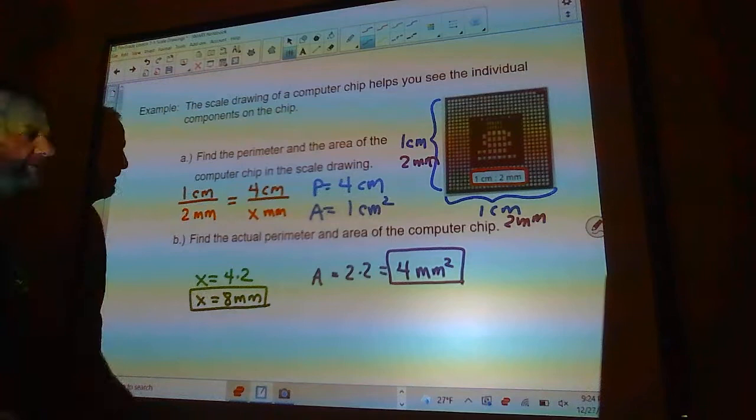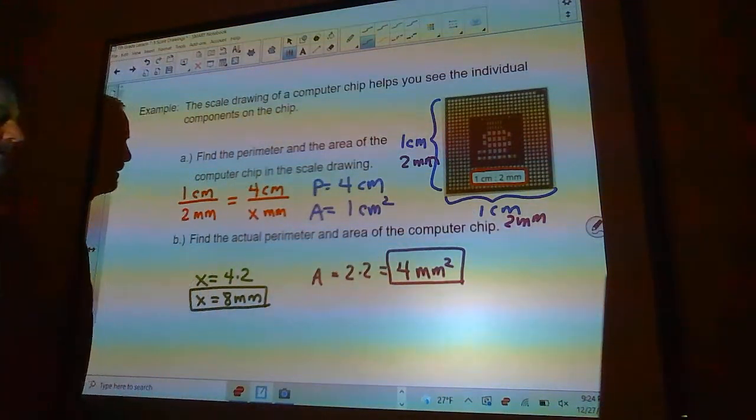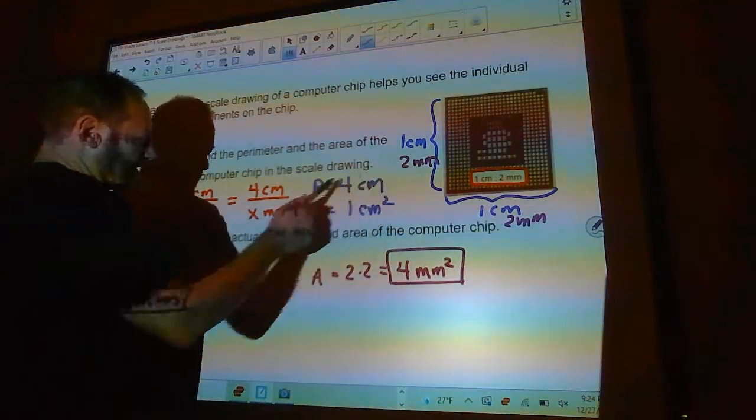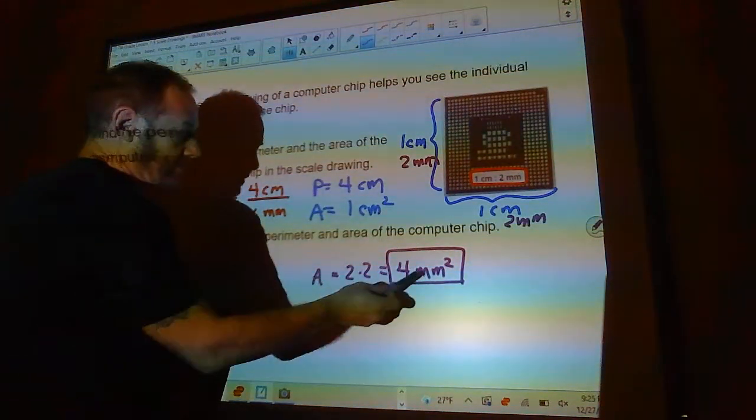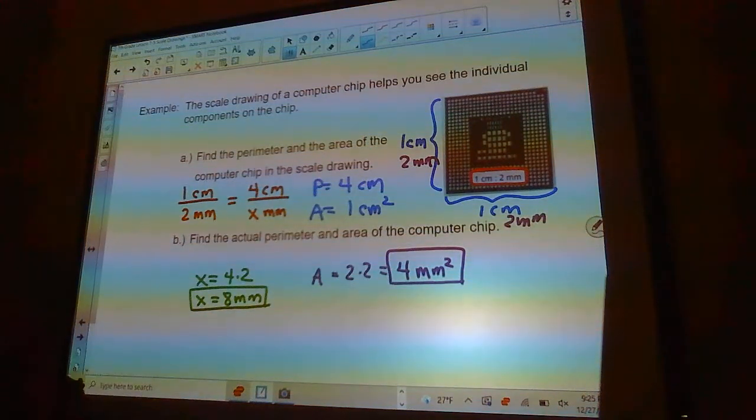So once you've actually figured out what these sides are, and we knew that these were 2 millimeters because of the scale, it was 1 centimeter to 2 millimeters, we can figure out the actual area was 4 square millimeters.